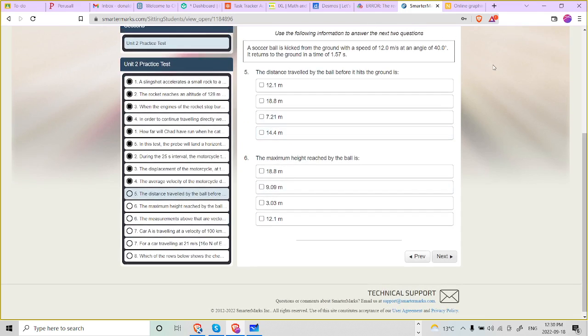Now, a soccer ball is kicked from the ground with a speed of 12.0 meters per second and an angle of 40 degrees. It returns to the ground in a time of 1.57 seconds. The distance traveled by the ball before it hits the ground. Here we're just looking at the horizontal distance. We don't need the arc length.